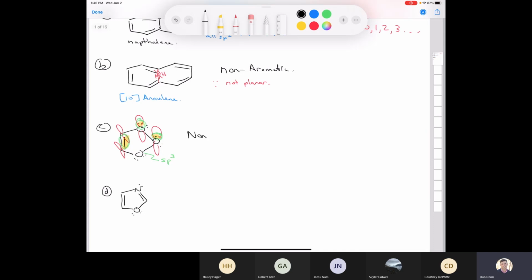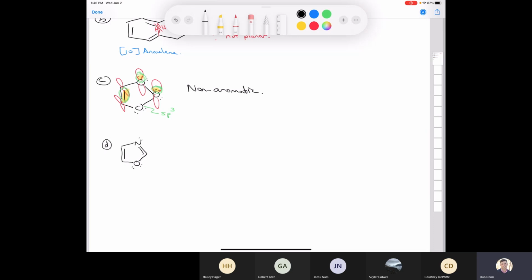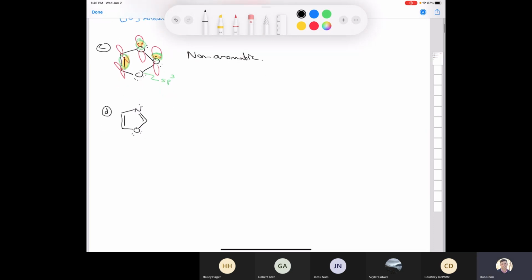So this is non-aromatic. Here we go. And let's try D. What about D? Would D be an aromatic compound? While you're thinking about that, I'll move on to writing out the next one. Would D be aromatic?